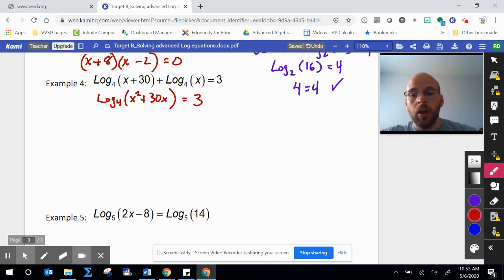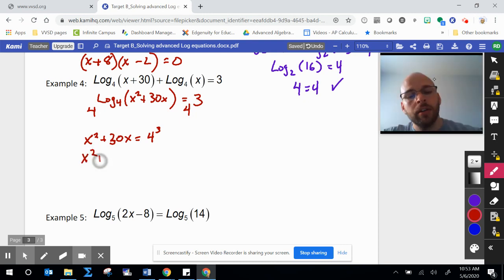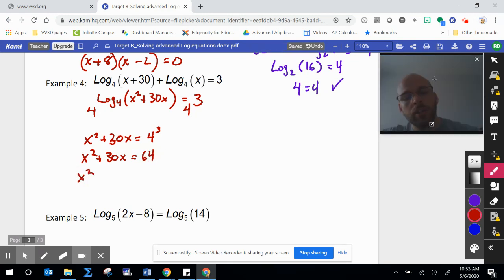I need to get rid of the logs. So we're going to use a base 4. If I do base 4 to both sides, I'm left with just the inside of my log. So x squared plus 30x is equal to 4 to the third power. Now, if I check my calculator here, 4 to the third power is going to be 64. I'm going to subtract that over to the other side. So I'll say minus 64 equals 0.